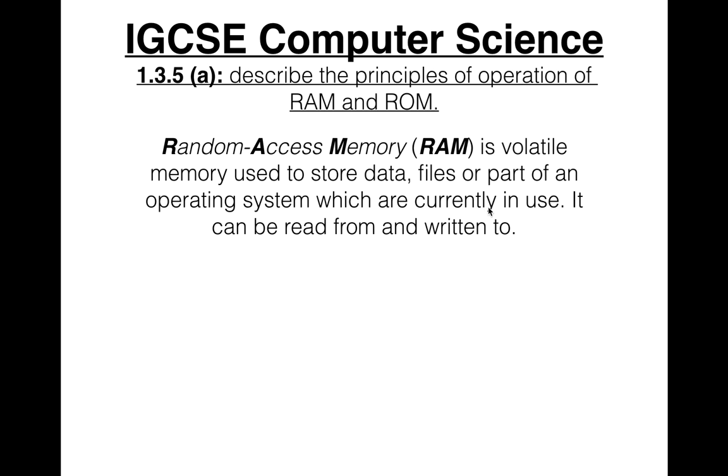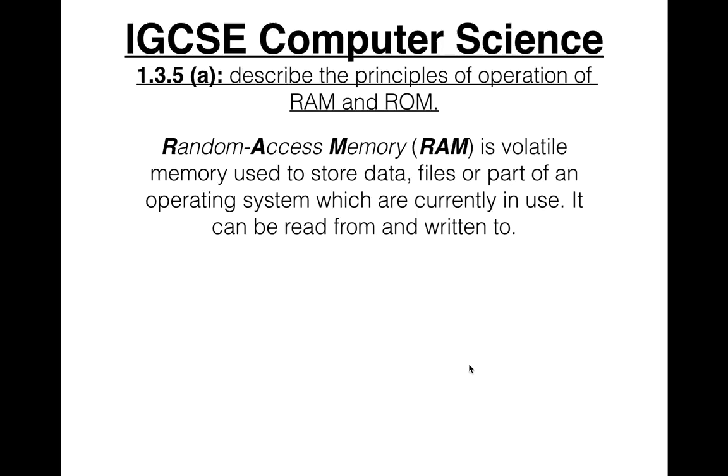So random access memory is volatile memory used to store data files or part of an operating system which are currently in use. It can be read from and written to. So it's important here, currently in use. So data files or parts of an operating system which are currently being used.